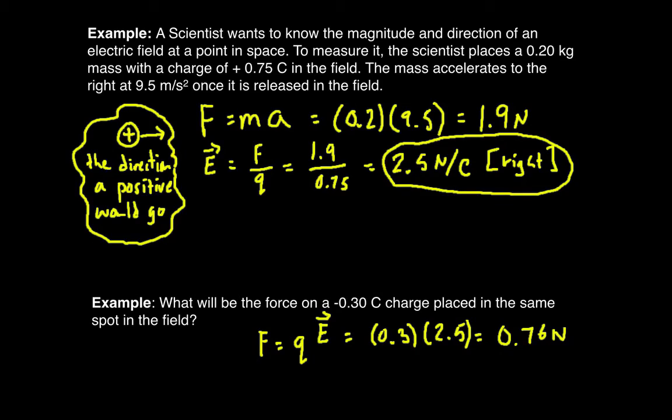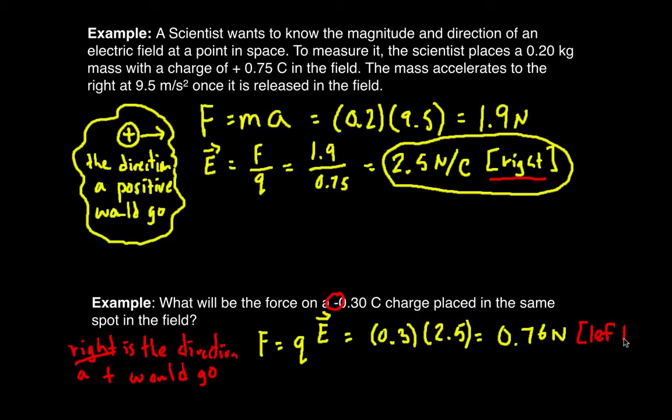Since the electric field direction is the direction a positive would go, right is the direction a positive would go in that field because the field is to the right. And we are dealing with a negative charge. A negative charge would go the opposite direction to the direction that a positive would go. So we know that our negative charge would experience a force to the left. So the force on the negative charge is 0.76 newtons to the left.